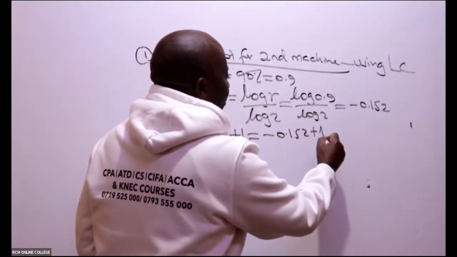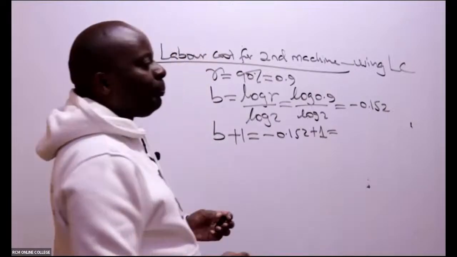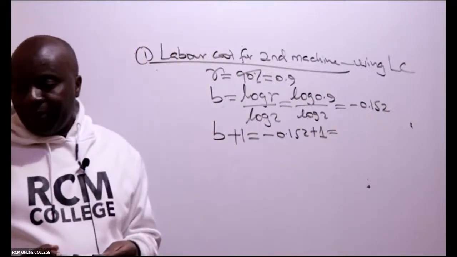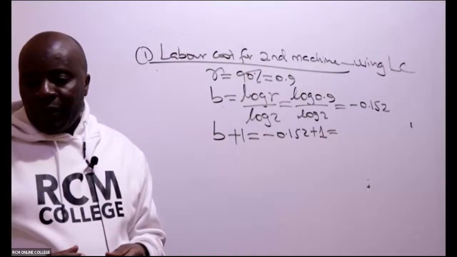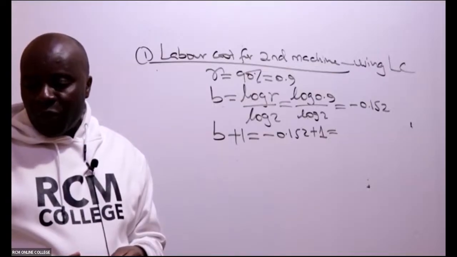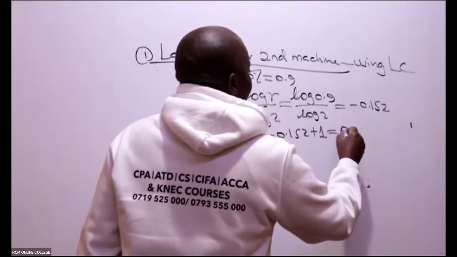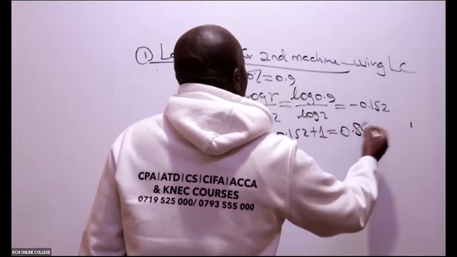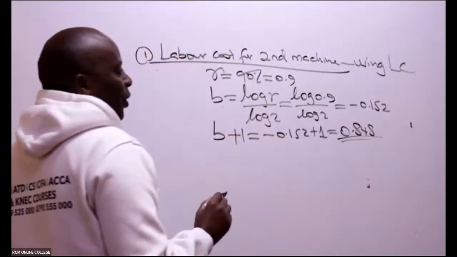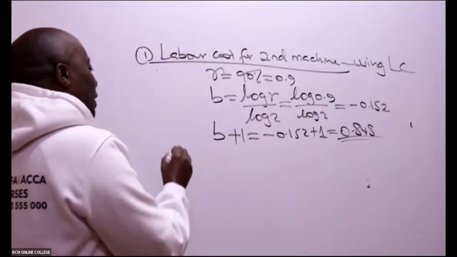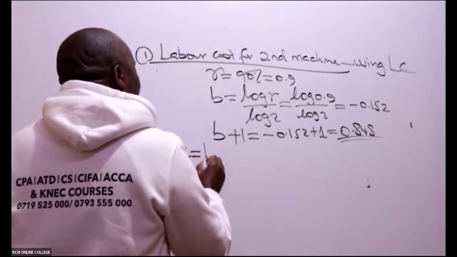We shall overcome. Plus 1. Minus 0.152 plus 1 gives us 0.848. Thank you so much. That's very good. So in this particular case, A will be the labor.